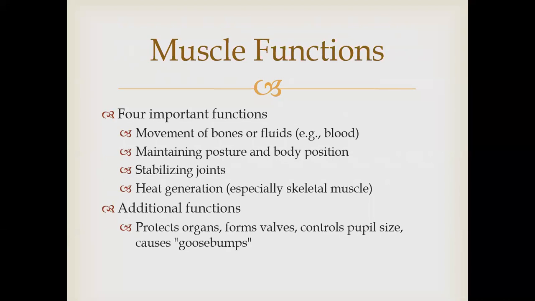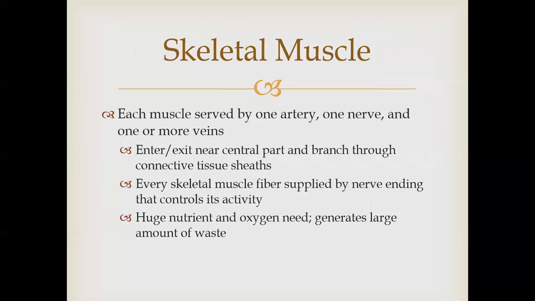All right, number 8. Briefly describe the growth structure of a skeletal muscle. So I provided you with an A and B. Each muscle is served by 1 artery, 1 nerve, and 1 or more veins. Please put a star beside that one. Each muscle is served by 1 artery, 1 nerve, and 1 or more veins.